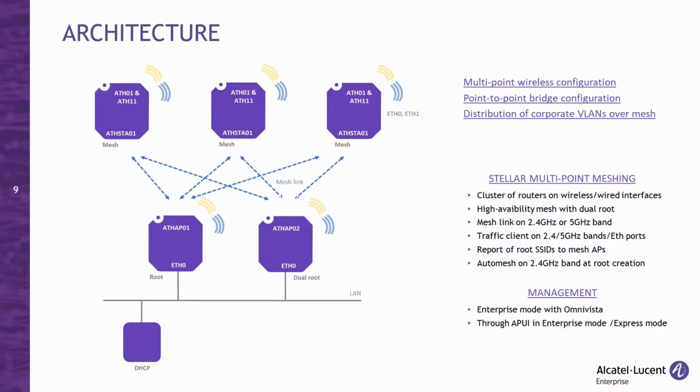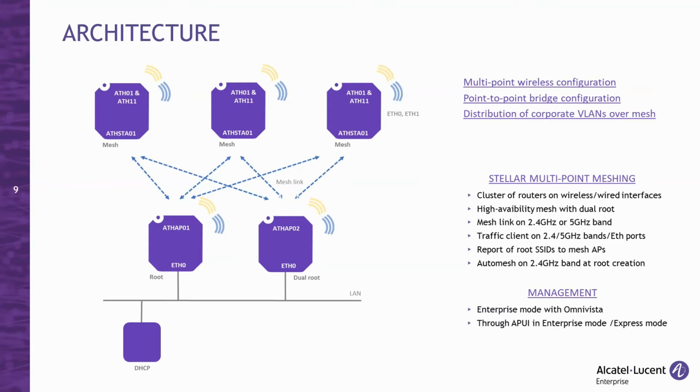For a review on details, Stellar multipoint mesh architecture consists of a cluster of routers with no cabling between the APs. The mesh link is shared between the different access points and uses a dedicated wireless interface. All the traffic is forwarded from or to the AP route, which is the gateway connected to the LAN, and the traffic uses the same channel and the same radio. The bandwidth of the link is shared between the backhaul traffic and the client traffic.